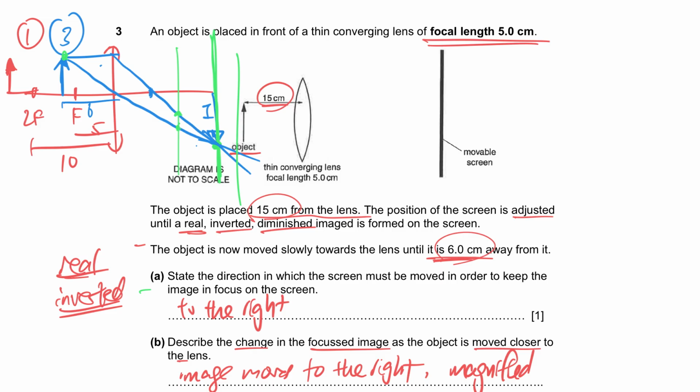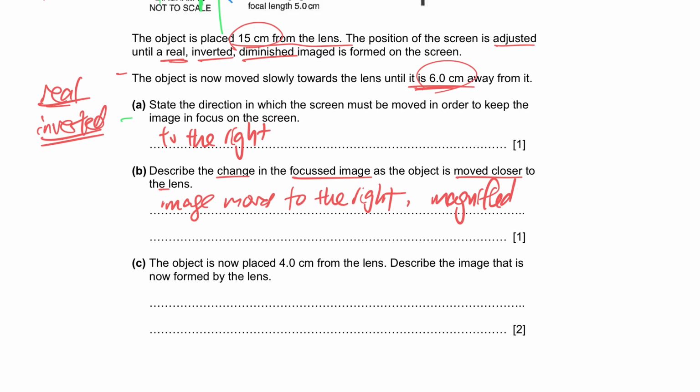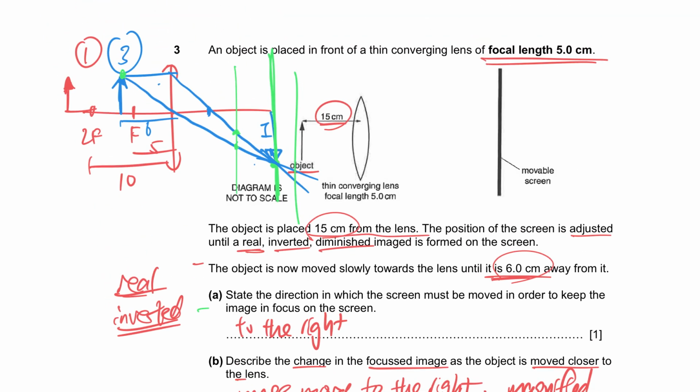Remember, projector. Next, now they give you another scenario, and now the object is placed at 4 cm from the lens. Describe the image. Now, can you see? That's why I said that summary page is very important. If you were to move your object nearer now, which is 4 cm, that is less than a focal length. It's within the focal point to the lens.